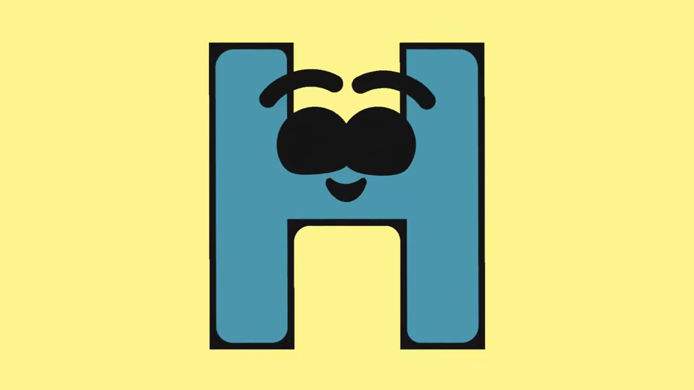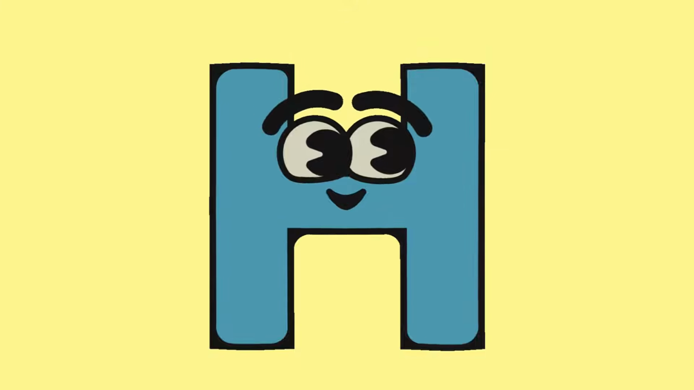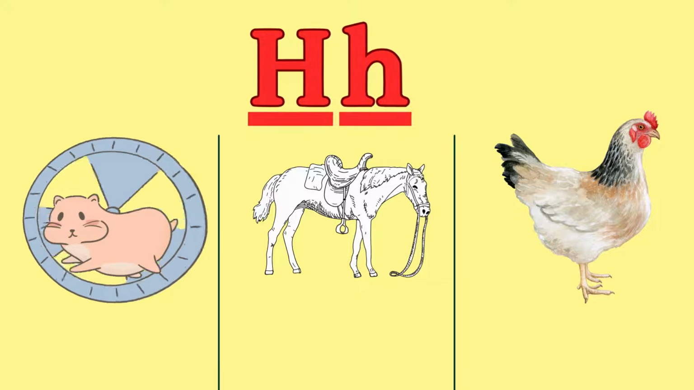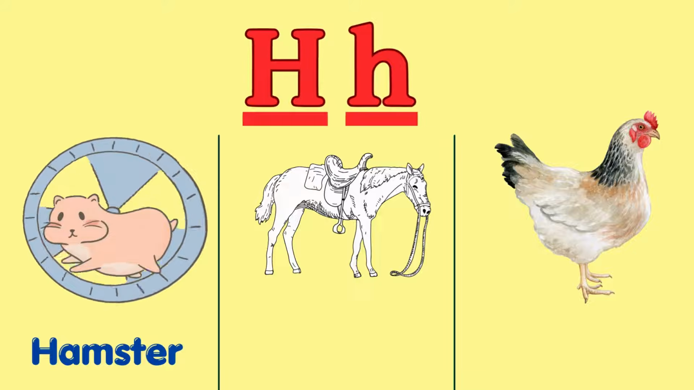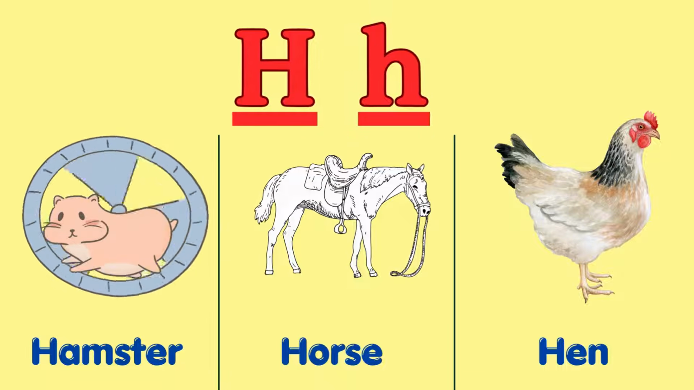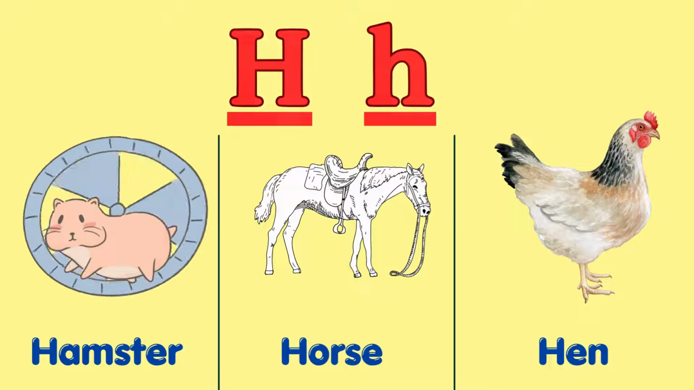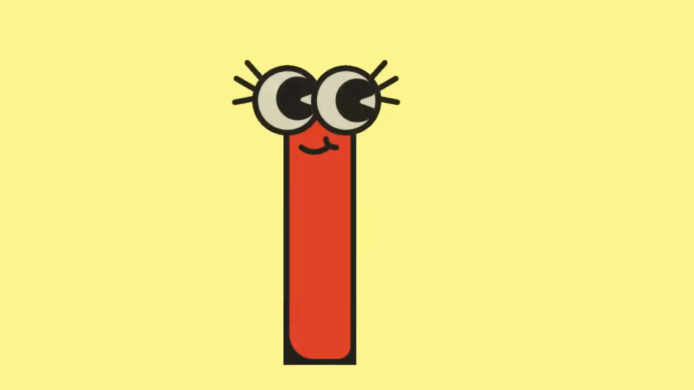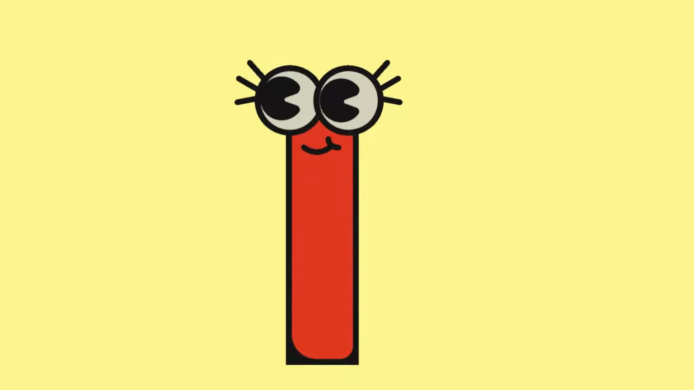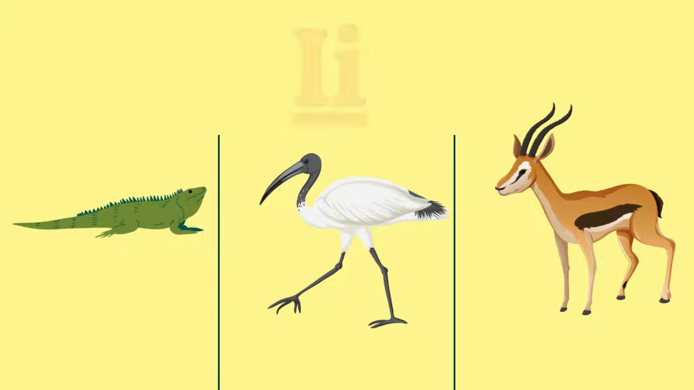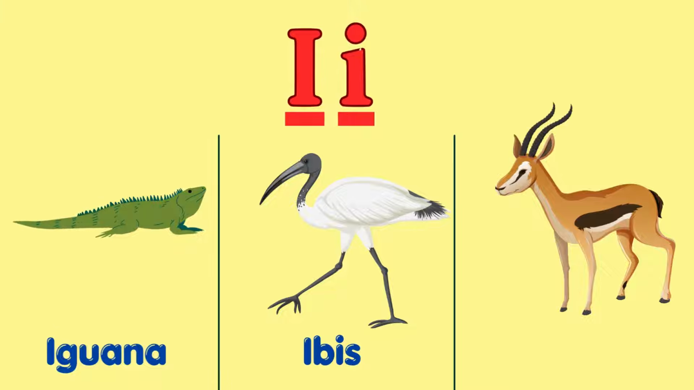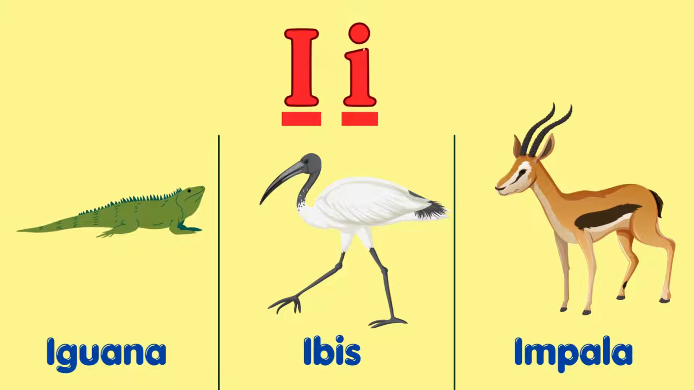Letter H. H is for hamster, horse, hen. Letter I. I is for iguana, ibis, impala.